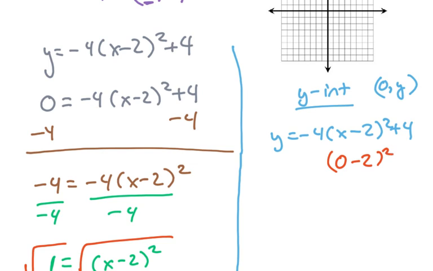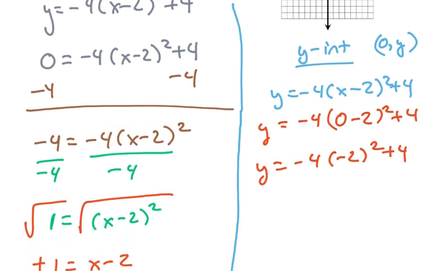So we're going to rewrite everything. Notice all I've done is made x 0, and I solve. So this is nice. This is going to become negative 2 squared plus 4. 0 minus 2 is negative 2.